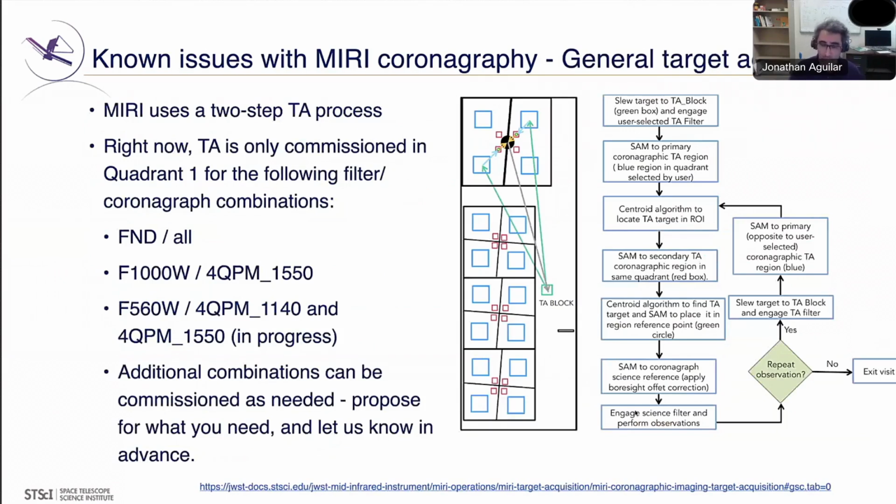TA, target acquisition, we also have limitations on target acquisition. Because of the glow sticks, we were only able to commission some of our TA filters and some of our TA quadrants. Right now we're only allowing TA from the upper right quadrant in each of the coronagraphs. With the neutral density filter, you can use any of the coronagraphs, but the 10 micron filter is only available for the 1550 coronagraph. The 560, we're commissioning it now for the 1140 and 1550.